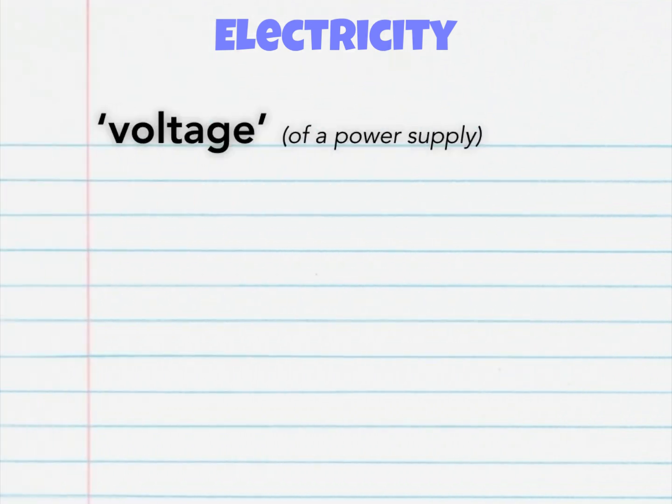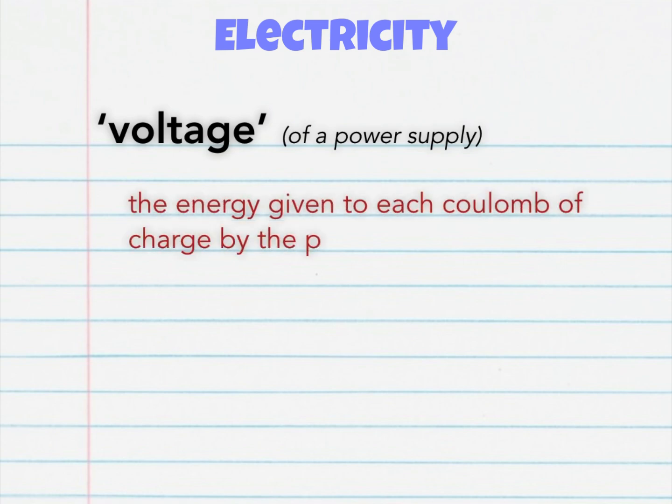Next up we have voltage. If you have a good understanding of the difference between current and voltage, then you'll understand why voltage splits in a series circuit, but it's current that splits in a parallel circuit. The voltage of a power supply, then, is the energy given to each coulomb of charge by the power supply. There is a higher physics equation which helps us with this definition, but we'll stick to National 5 for now.